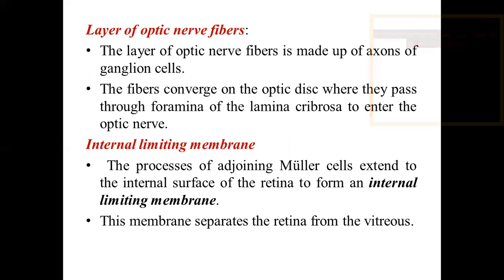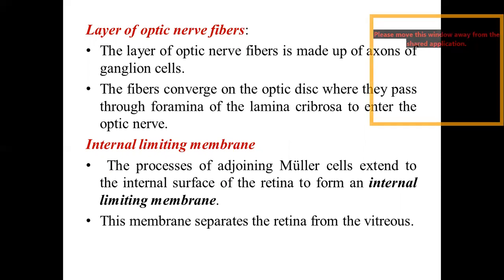Now the last layer here is the internal limiting membrane. So the processes of Mueller cells, they extend to internal surface of retina to form the internal limiting membrane. Now this membrane will separate the retina from the vitreous.